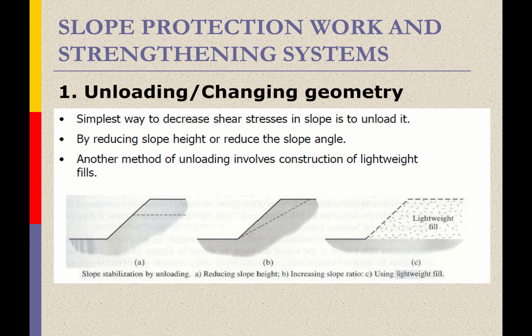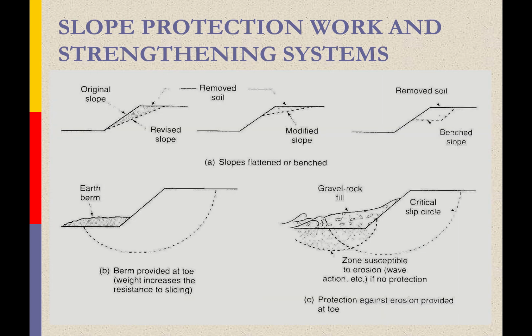So the first one is the slope stabilization. By unloading, you cut some portion at the top of the slope. And for B, reducing slope height. Okay, and then you can flatten the slope. So we are reducing the slope height. And for number B, increase slope ratio, and number C is using lightweight fill. So a lot more things that you can do.